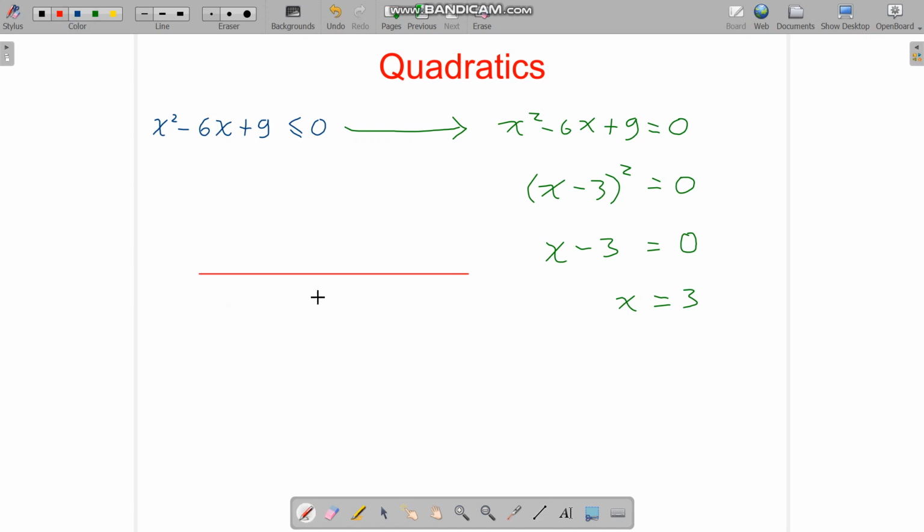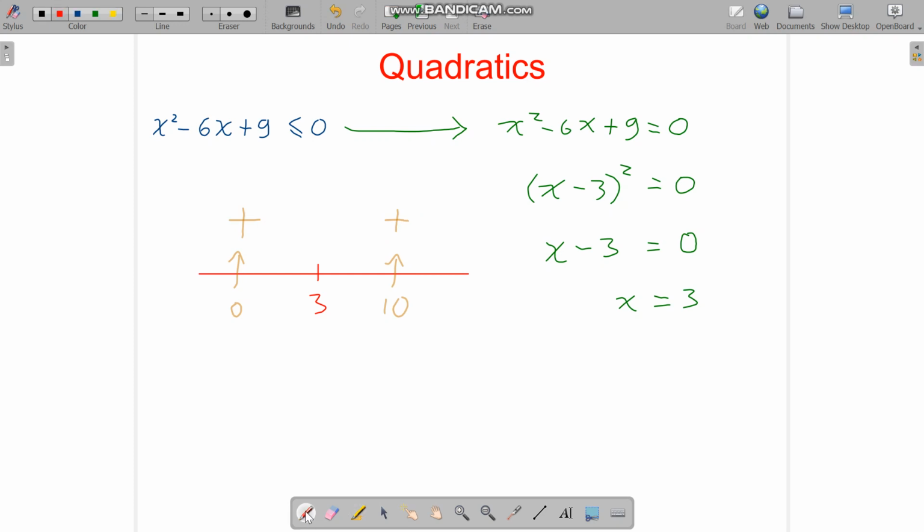On the number line, 3. Plug in 0. If we plug in 0 here, we will get positive 9. And if we plug in on the right, say 10, we will get 100 minus 60 plus 9, so 49, also positive.